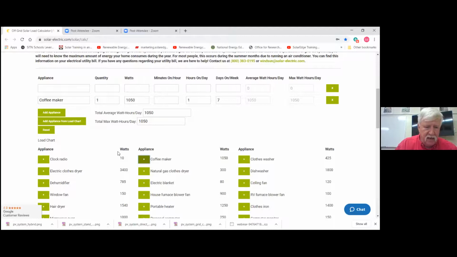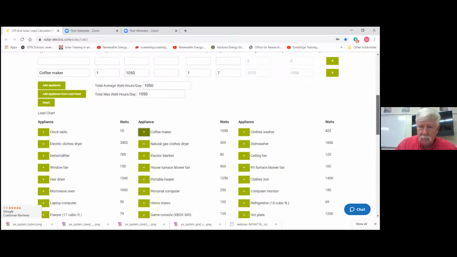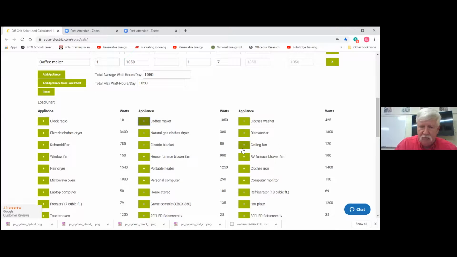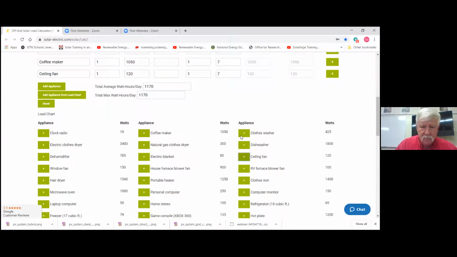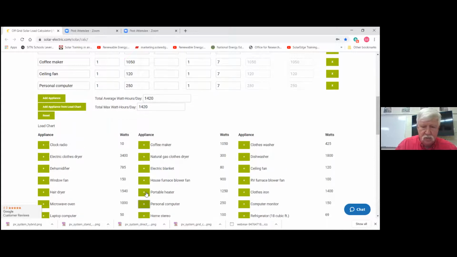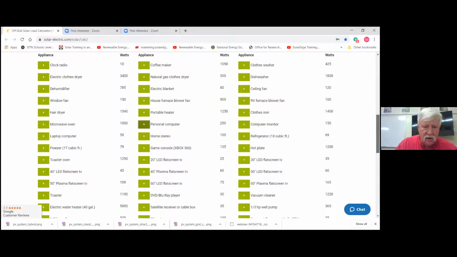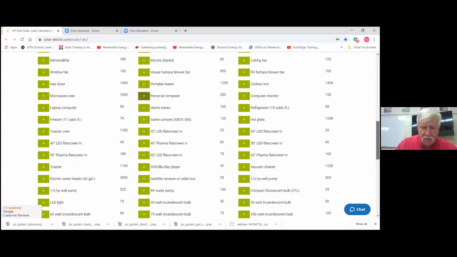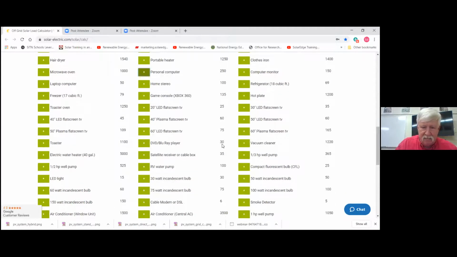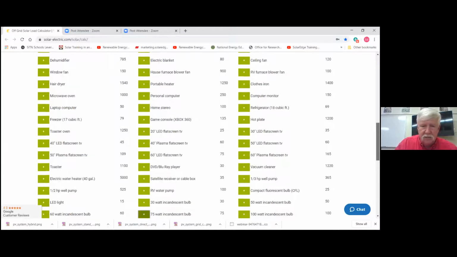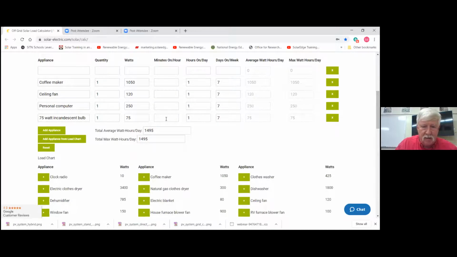I may have, let's see, what else can we throw in here? Okay, maybe I have one ceiling fan. I've got a personal computer. Again, I'm just scrolling down here and looking at whatever looks like it's going to fit. Let's say I've got incandescent bulbs and I've got some of those in there and I clicked on that. So maybe I'm going to run 3 incandescent bulbs. Okay. And so it'll do the math.